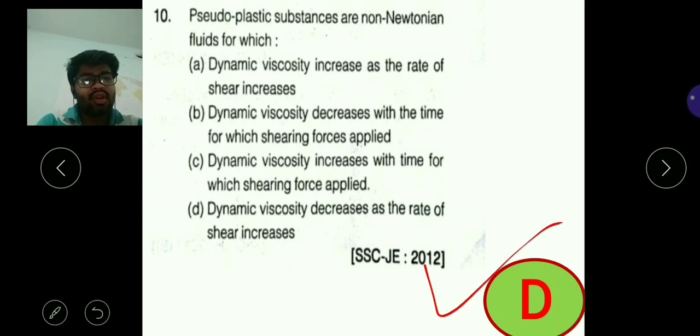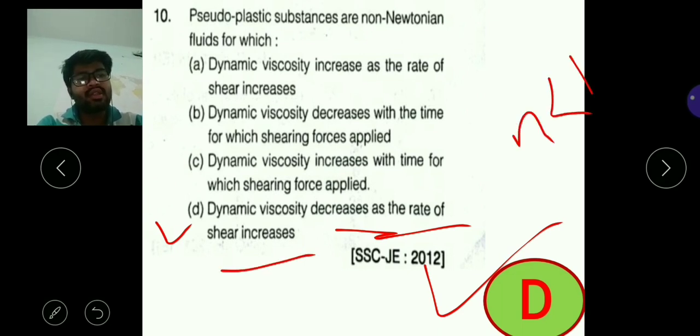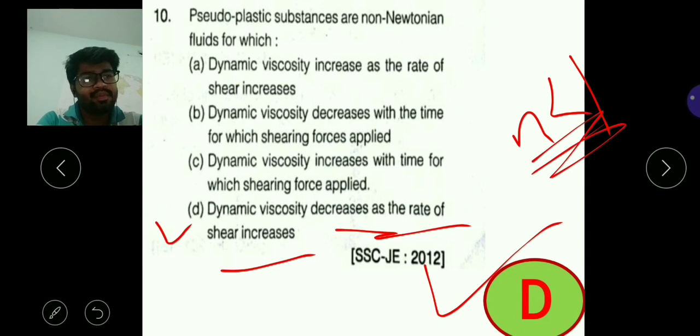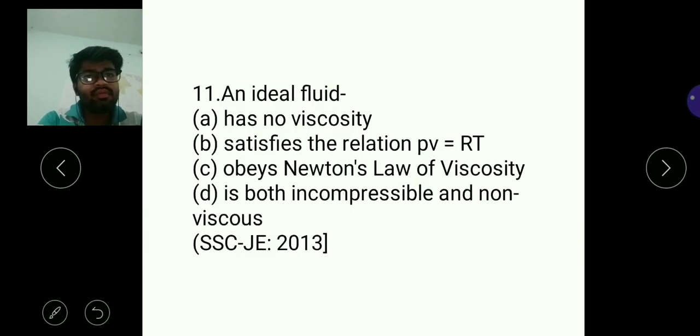So option D will be the correct one. Dynamic viscosity decreases as the rate of shear increases. Here n is less than 1. Remember this one. Then moving next, an ideal fluid has what?